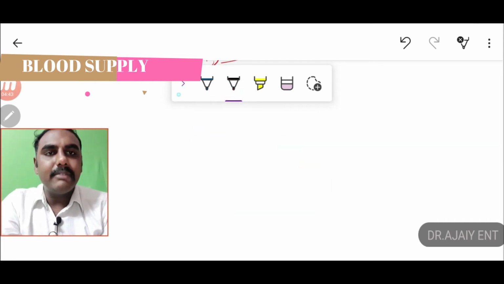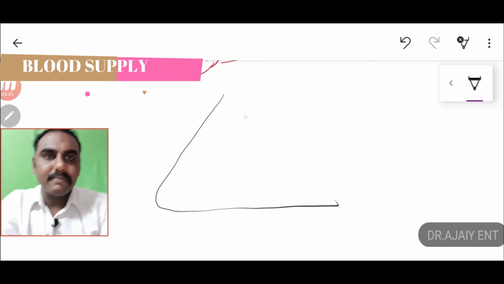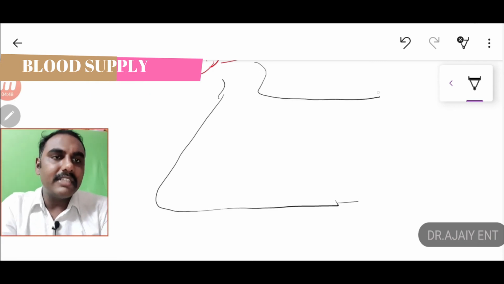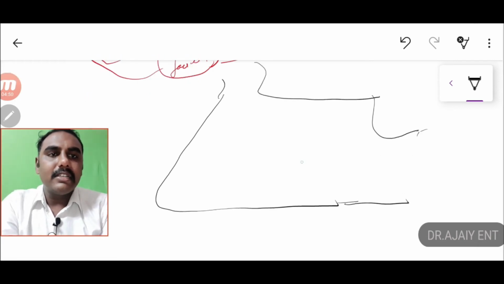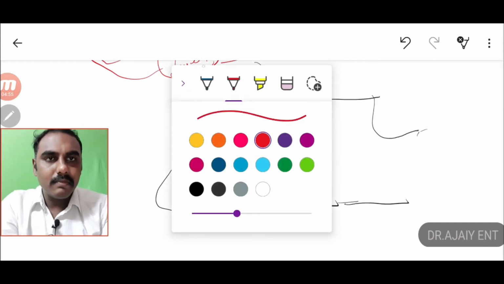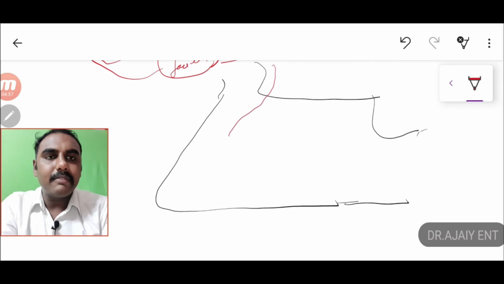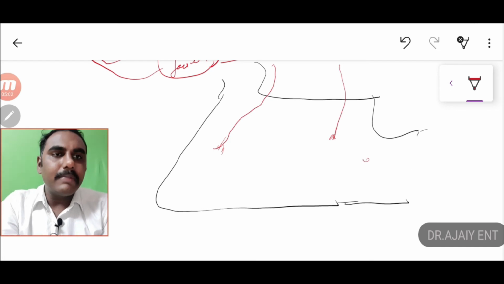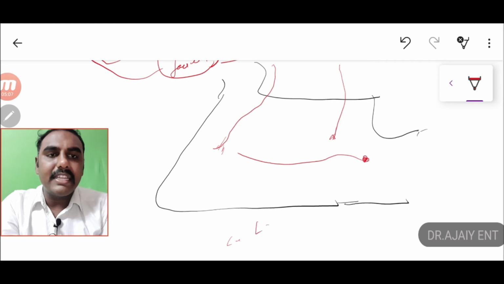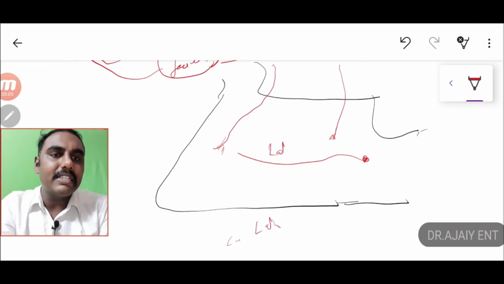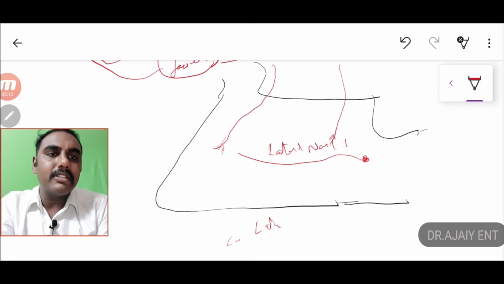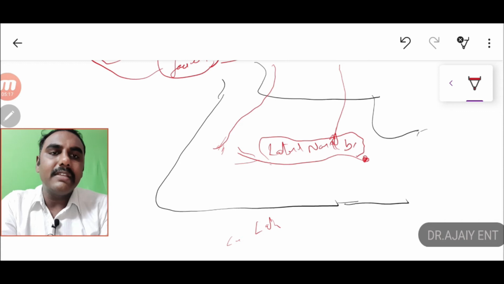Coming on to the blood supply of our lateral nasal wall, everything is similar. There are no divisions in it. Again there is a branch from the anterior ethmoid artery running over there, the posterior ethmoid artery running over there, and the sphenopalatine artery will give a branch. Now we are dealing with the lateral wall, so this branch is called the lateral nasal branch of the sphenopalatine artery.